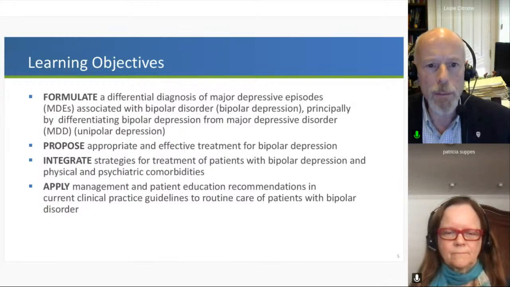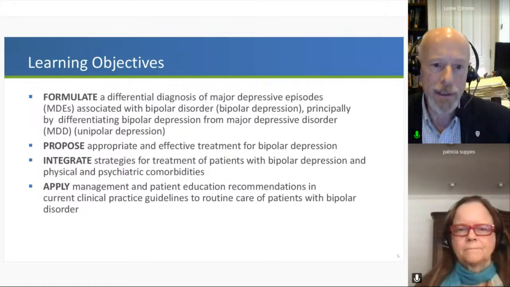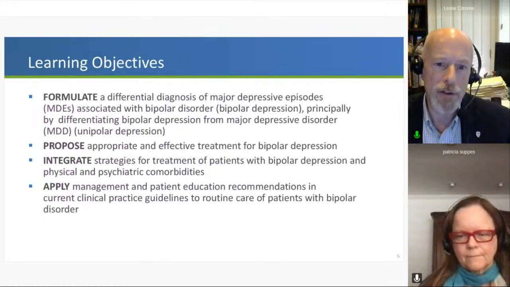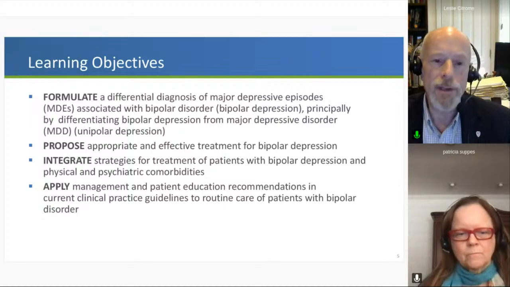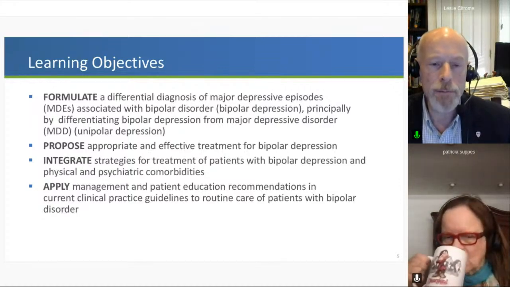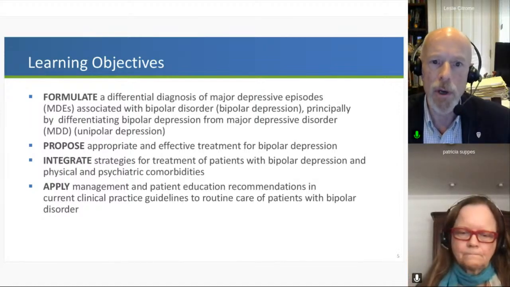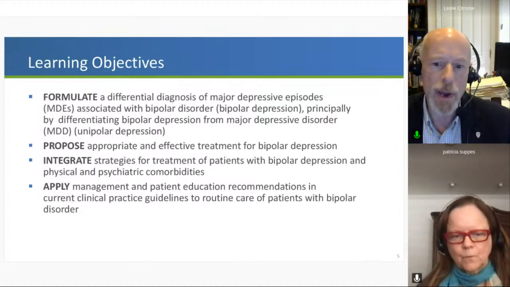We're going to propose appropriate and effective treatment for bipolar depression, and will integrate strategies for treatment of patients with bipolar depression and physical and psychiatric comorbidities. We'll apply management and patient education recommendations in current clinical practice guidelines to routine care of patients with bipolar disorder.